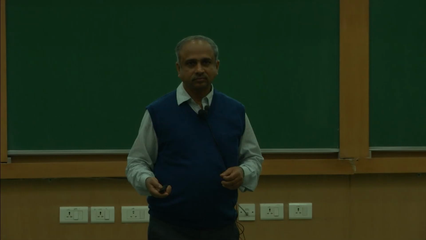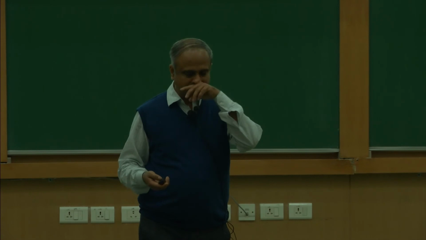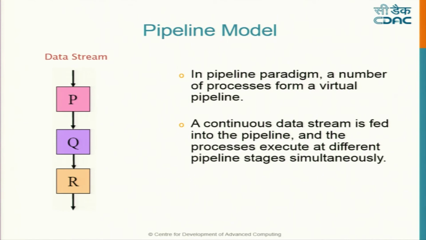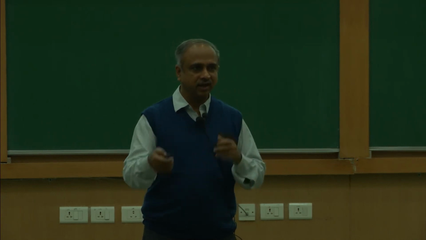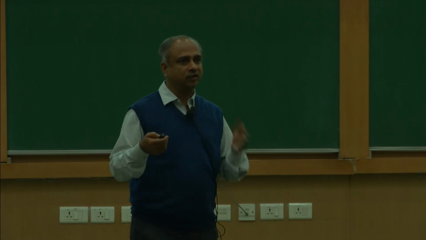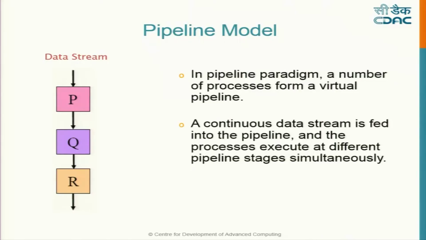There are some kinds of workloads wherein you have a data stream coming in, and you divide it into a set of tasks such that the output of P becomes the input to Q. You process partly, generate intermediate data, and that intermediate data goes to the next stage. It is the same concept as the pipeline we had, where all the stages of the pipeline are always full. The output of this goes here, the output of this goes here, and that gives you the final result.